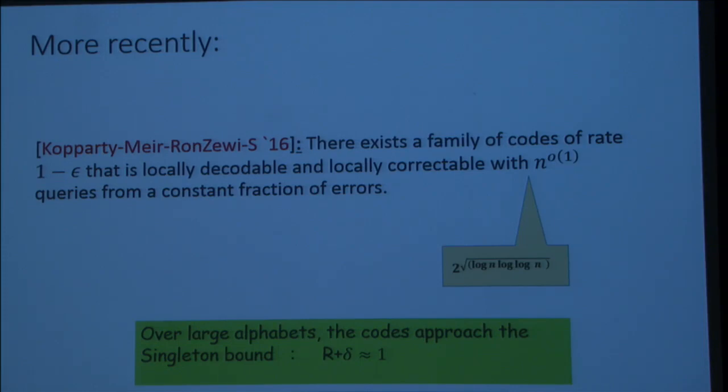One interesting thing, which will also be important for this work, is that these codes over large alphabets also approach the singleton bound. The singleton bound was the best possible rate-distance trade-off that can be achieved. These codes which have this small query complexity, you can get for binary alphabet or for large alphabet, and in the large alphabet setting they approach the singleton bound. A large constant alphabet, if you want to approach the singleton bound.